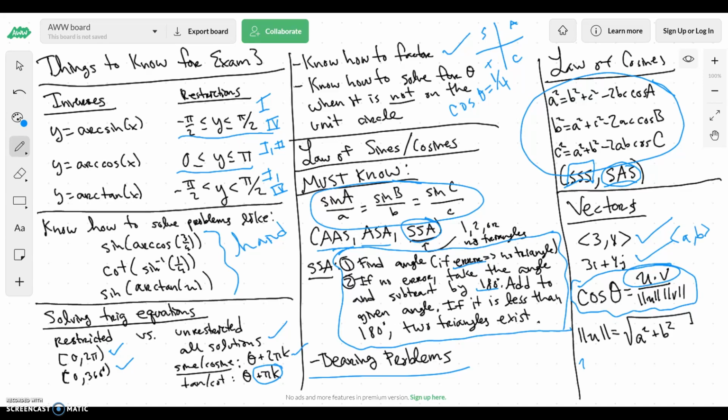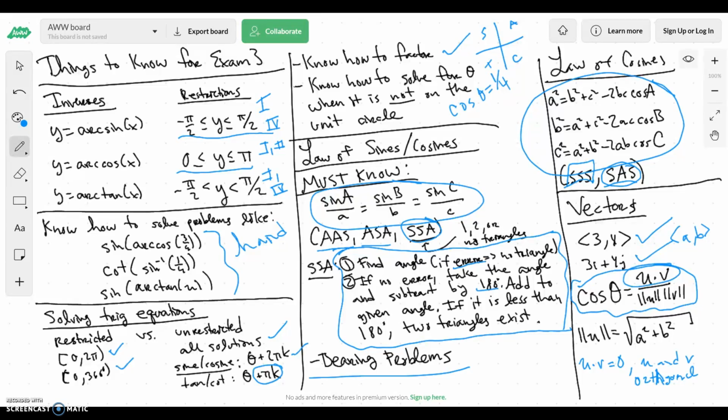Also remember that if u dot v is equal to 0, then we say that u and v are orthogonal. Orthogonal. Okay, I don't know what's going on here, but orthogonal. I don't think I spelled it right.